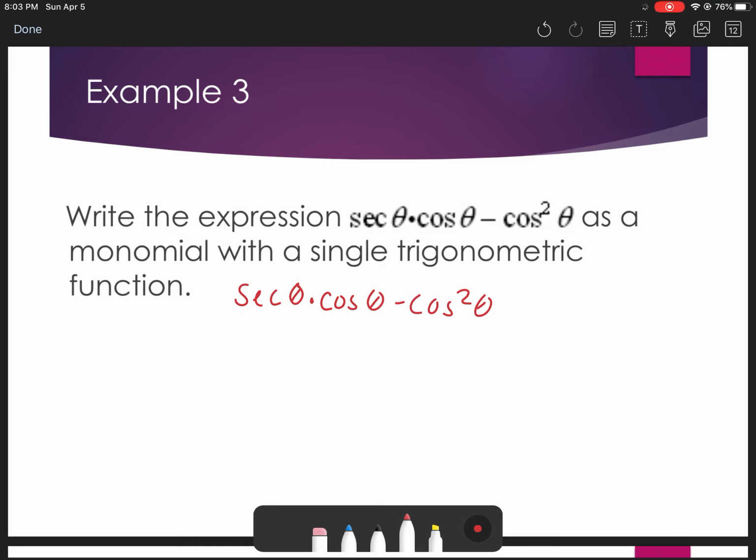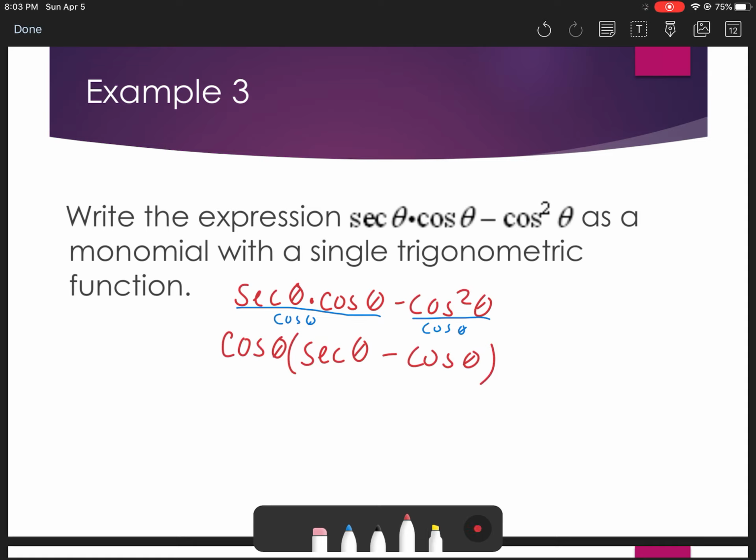What we can do is factor out a cosine. Factor out cosine of theta. When you do that, you're left with secant theta minus cosine theta. Basically what we did was we went back and divided by the GCF, which is cosine of theta, to get what's left in the parentheses.